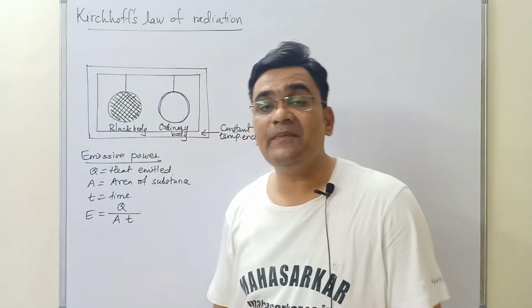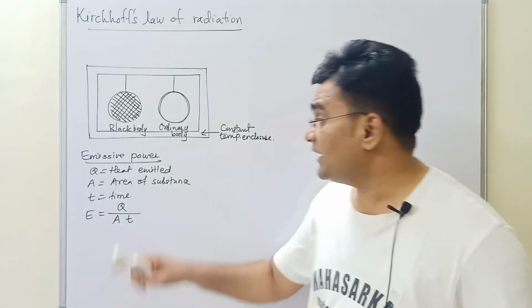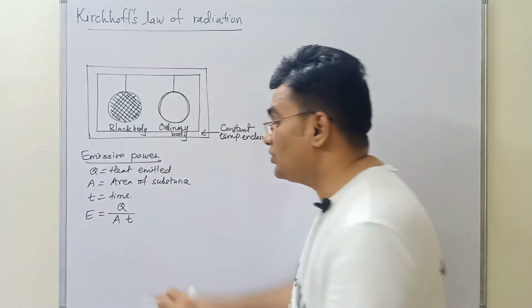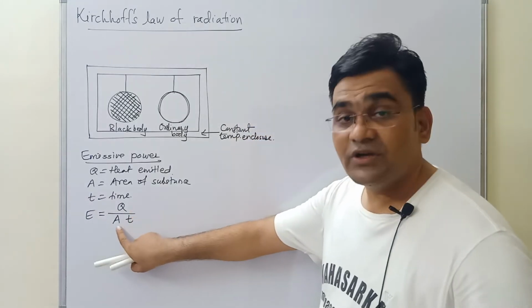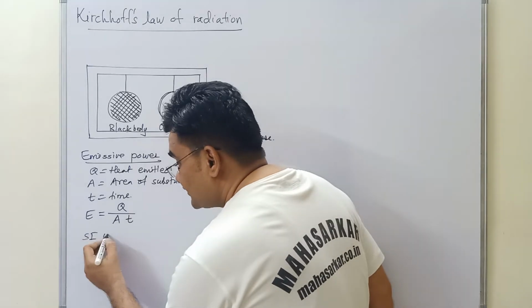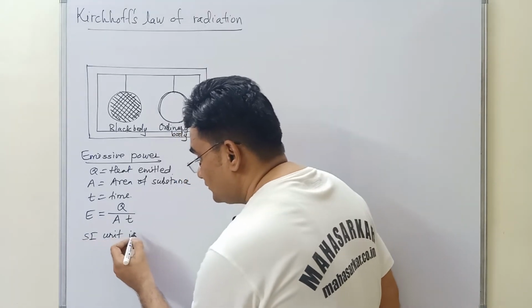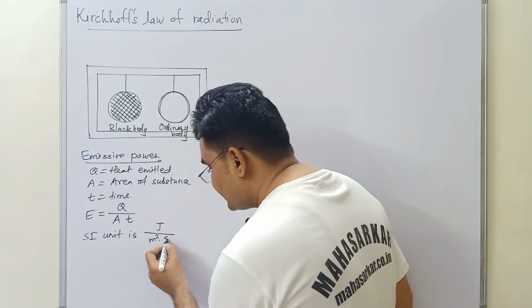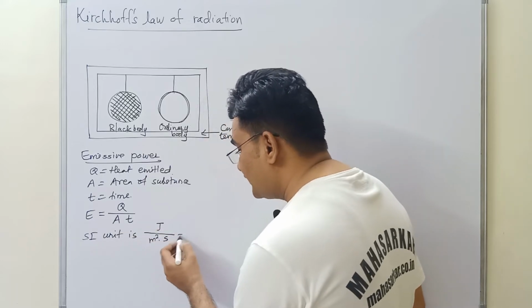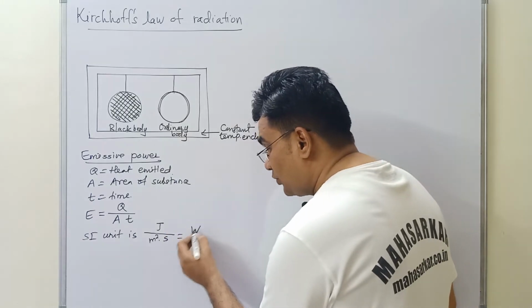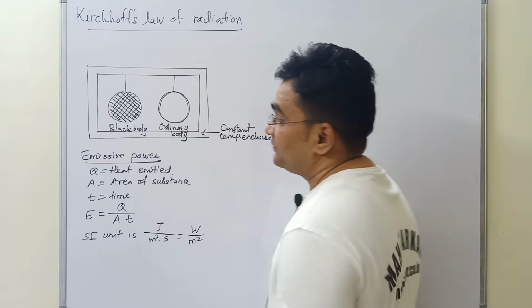If I want to write the same for a black body, then I can write: emissive power of a black body is defined as the amount of heat emitted per unit area per unit time by a black body. Because of this, its SI unit is joule per meter square second. But we know that joule per second is also equal to watt. So it is again watt per meter square.